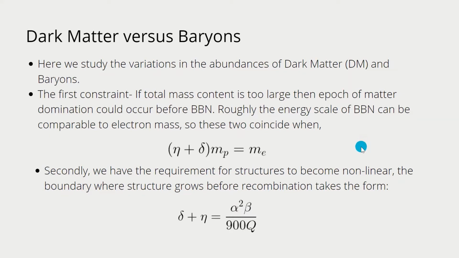Secondly, we have the requirement for structures to become non-linear. If we have a smaller matter abundance, large-scale structures can detach from the expanding universe and become non-linear before the epoch of decoupling. So here the background is that the temperature of the non-linear structures is equal to the temperature at recombination, which is derived from the Saha ionization equation. So put it all together, we get the following constraints. Next.